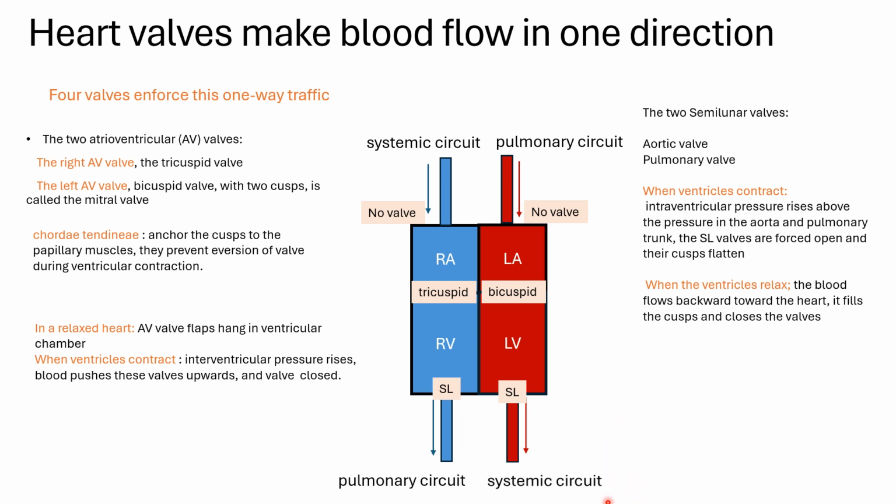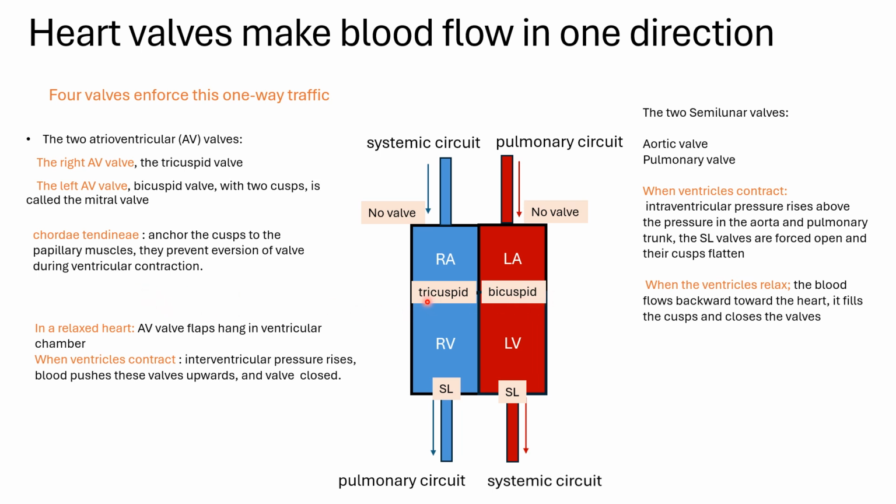So let's look at this diagram. We have two types of valves, the atrioventricular valves. We have two of them, one on the right side, one on the left side. Then we have semilunar valves, which are between the ventricle and the vessels. The right atrioventricular valve is known as the tricuspid valve because it has three cusps. And the left atrioventricular valve is known as the bicuspid or the mitral valve.